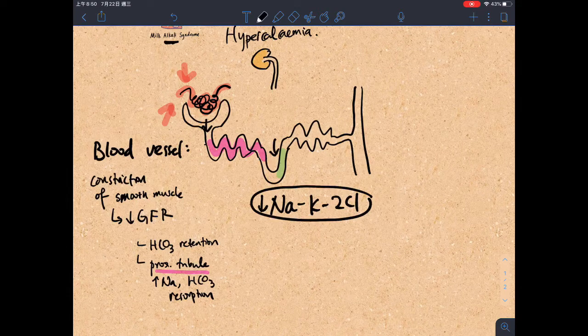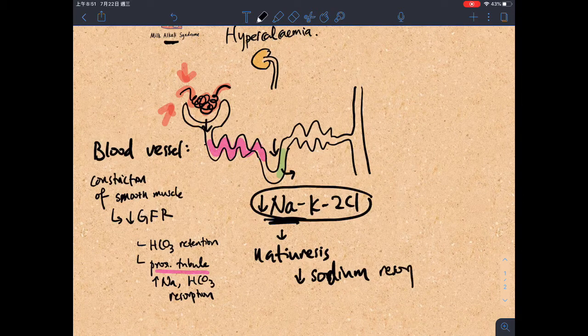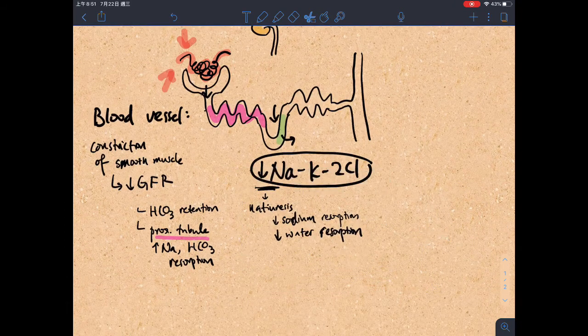What happens when you inhibit the sodium potassium chloride cotransporter? Well, this cotransporter is supposed to help your body reabsorb sodium into the blood from the tubules. But then, since it's inhibited, you end up with natriuresis, which means peeing out sodium because the sodium just stays around in the tubule. And remember, water follows sodium. So when you have decreased sodium resorption, you also have less water resorption. And this together causes decreased extracellular fluid. You get kind of a hypovolemia.